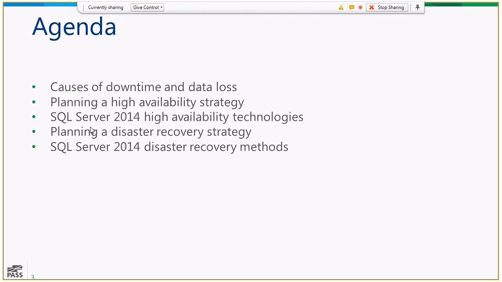So just jumping into this, what we're going to be talking about is what are the most common causes of downtime and data loss? And then how do you go about planning a high availability strategy? And then what are some of the high availability technologies that SQL Server 2014 has included as part of the product? And then how do you go about planning a disaster recovery strategy? And what are some of the disaster recovery methods that you can use with SQL Server 2014?